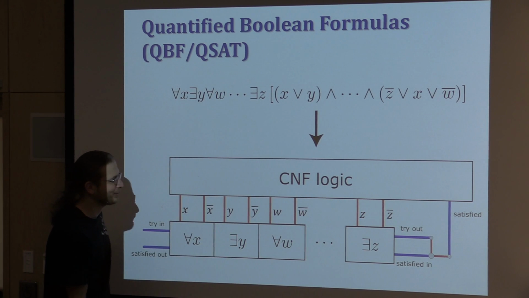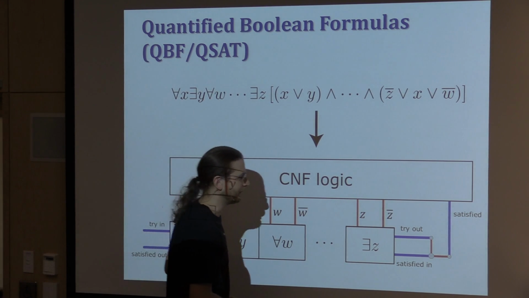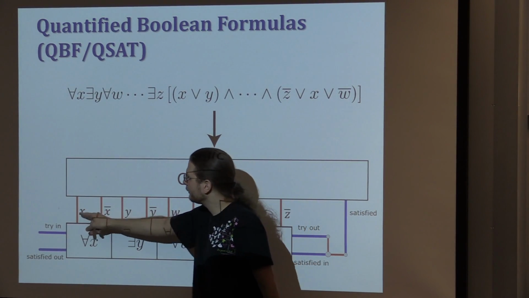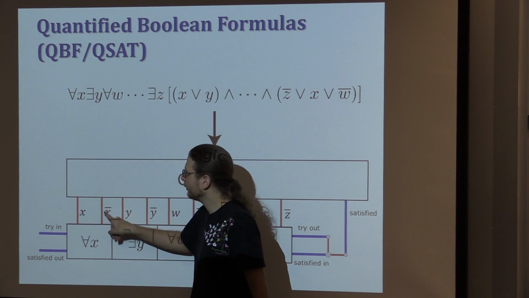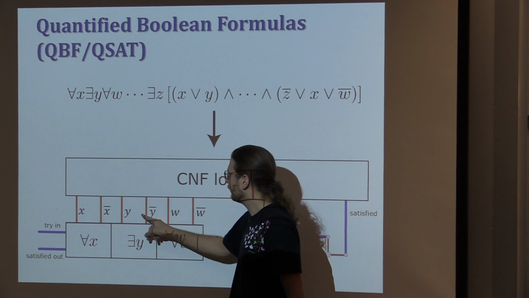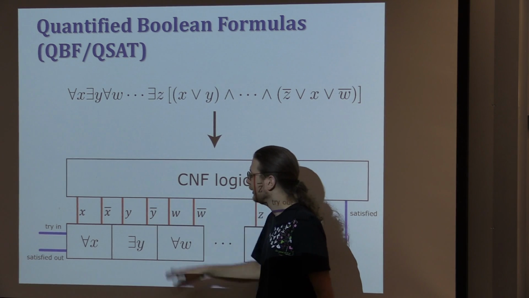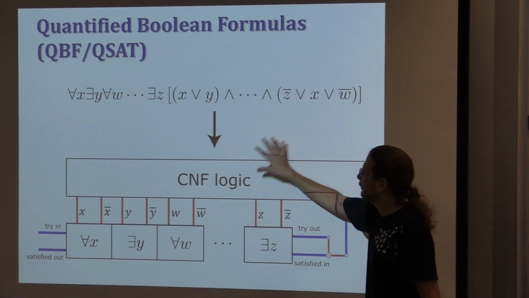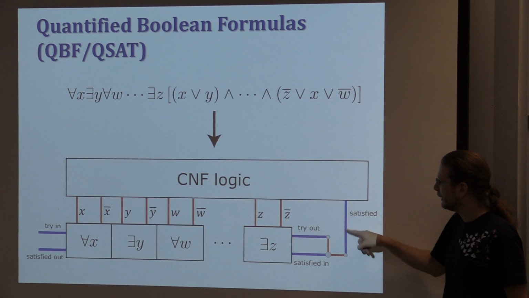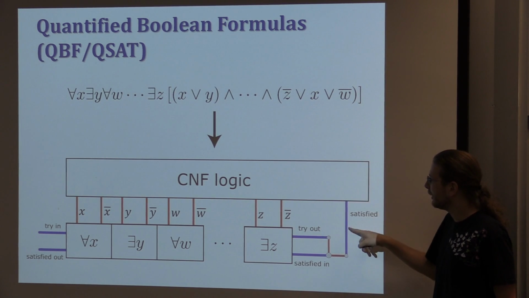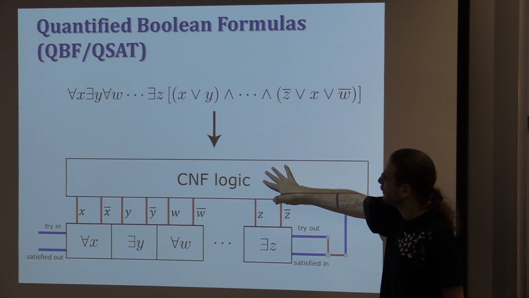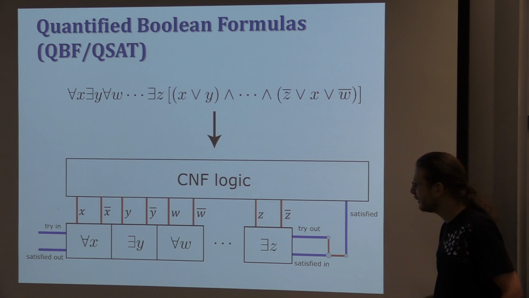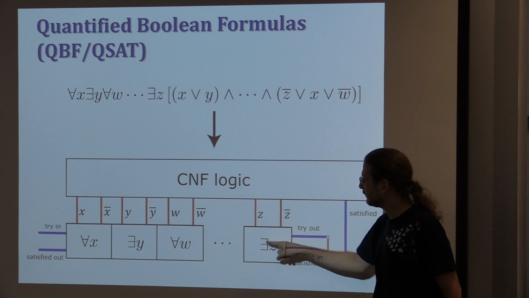So in particular, at the end here, suppose these variables, the idea is that one of them will be pointing up and the other will be pointing down. That corresponds to x being true. If y bar is pointing up and y is pointing down, then y bar will be true. In other words, y will be false. So then this thing will do its computation, and then the output wire is this one. So it will be pointing out of the CNF logic if and only if that formula without the quantifiers was satisfied.